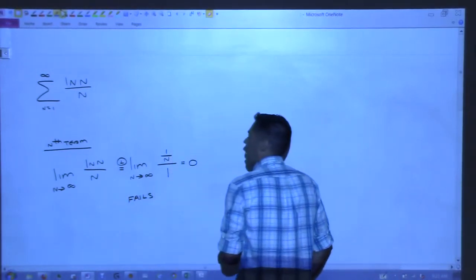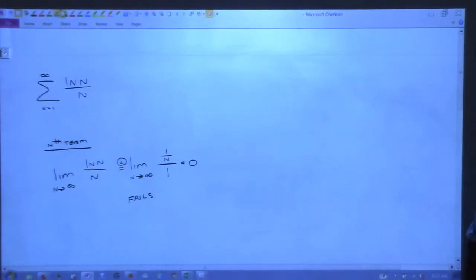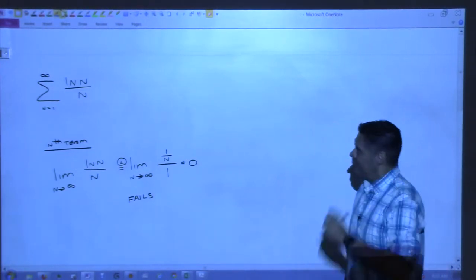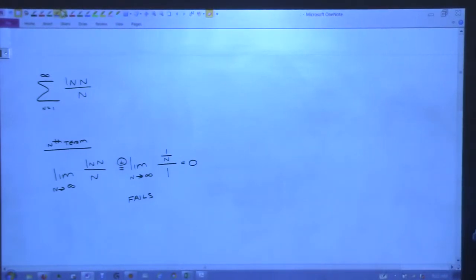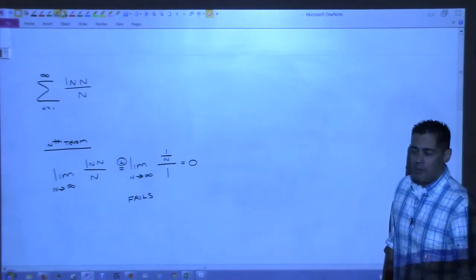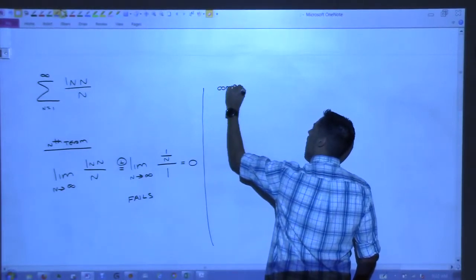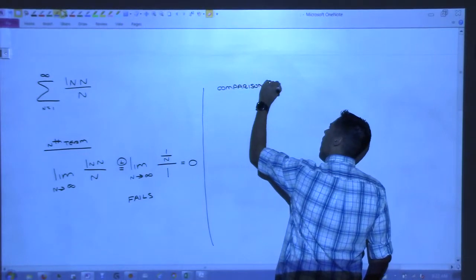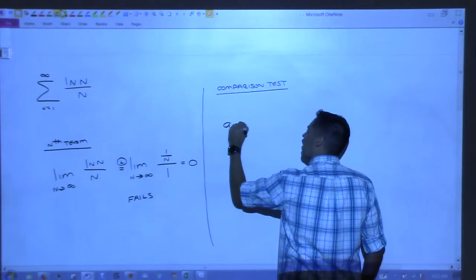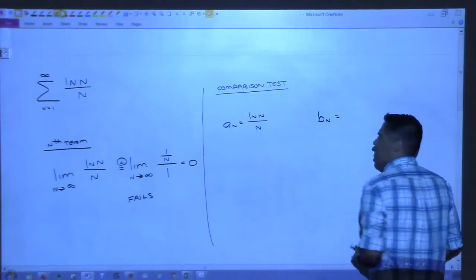All right, so now we think, is it geometric? No. Harmonic? No, nope. Telescopic or collapsing? No. P series? No. So all we're left with is comparison. So I'm going to do the comparison test now. And what would you like to compare it to? So a sub n here is natural log n over n, and b sub n here is up to you.